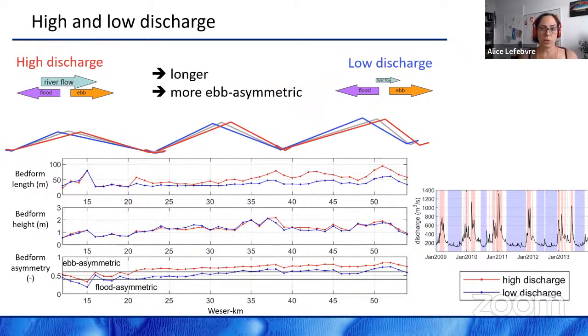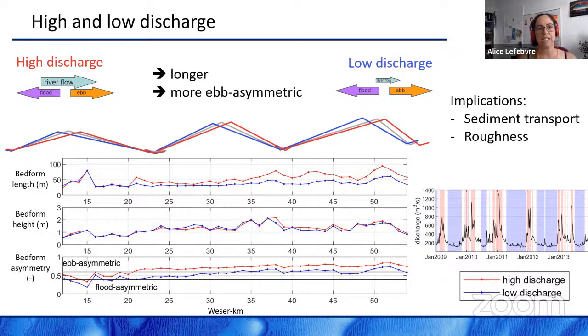And of course, the angles are also changing depending on the discharge. And that has strong implications in terms of sediment transport and roughness. And sediment transport, basically, that's telling you that in terms of low discharge, it's likely that the sediment is actually transported upstream. And in terms of high discharge, we are going to have a lot of sediment transported downstream. So again, we're still working on what the exact implications are in terms of sediment transport.